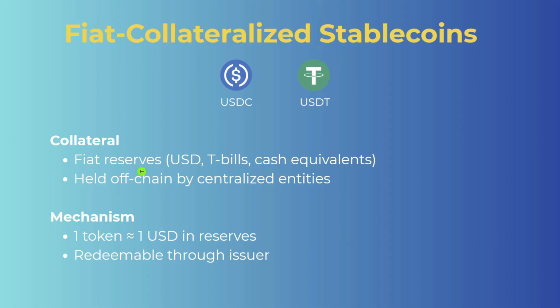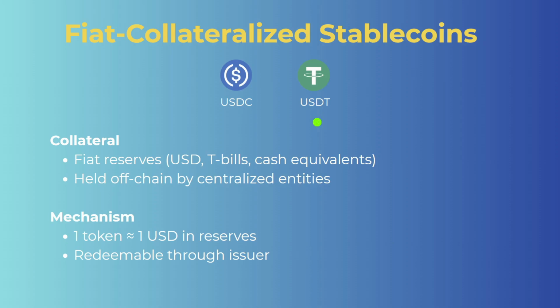The collateral are fiat reserves, so dollars or T-bills or cash equivalent, and they are held off chain by centralized entities. So the mechanism is very simple. When you buy a token, for example, one USDT, you are buying a dollar. So you have to trust Tether in this case, or for USDC Circle, that they actually have this dollar in their reserves.